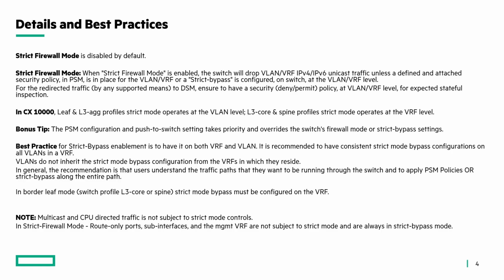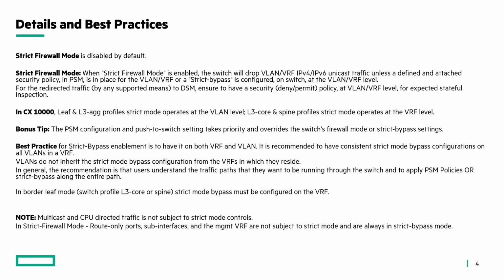Further getting into the details and best practices, I would like your attention on certain pointers here. Strict firewall mode, as I mentioned, is disabled by default. When strict firewall mode is enabled, the switch will drop all VLAN, VRF, IPv4, IPv6 unicast traffic unless a defined and attached security policy in PSM is in place for the VLAN or VRF, or a strict bypass is configured on the switch at the VLAN or VRF level.